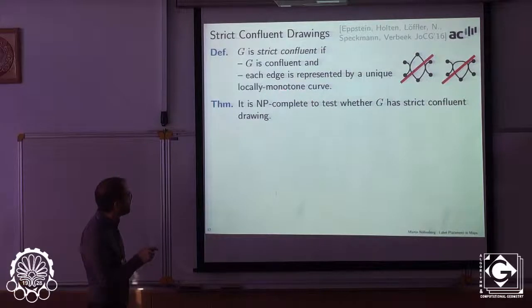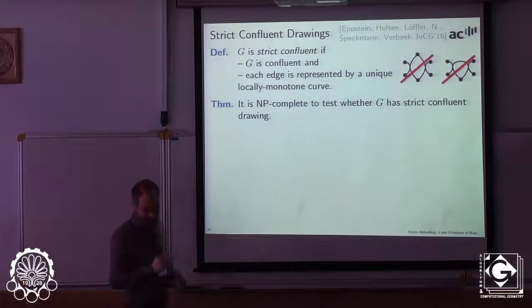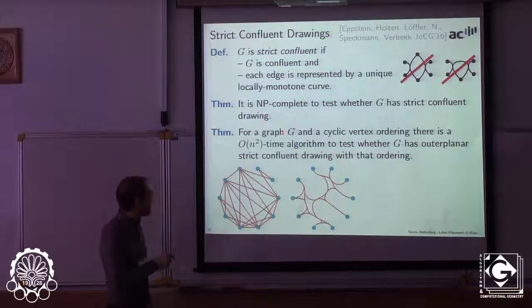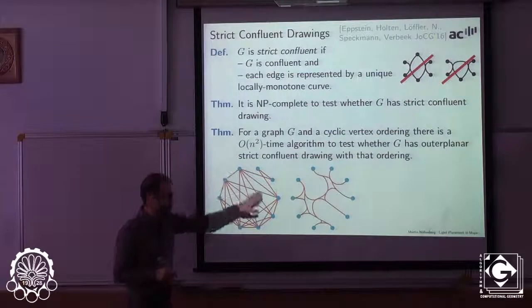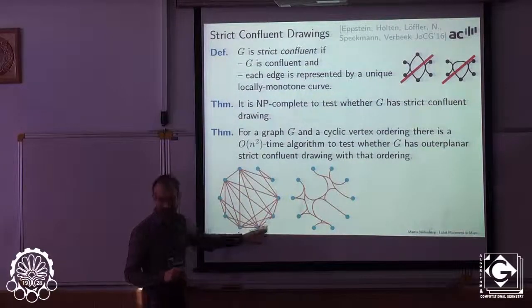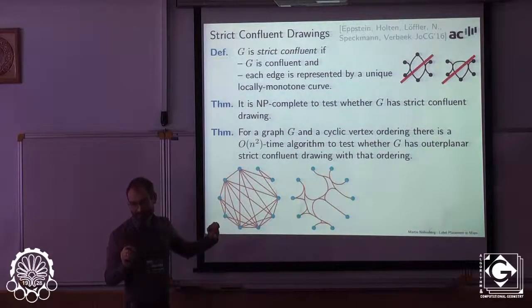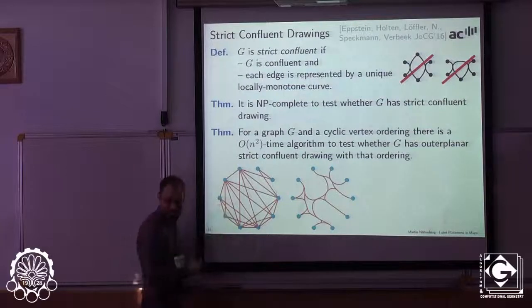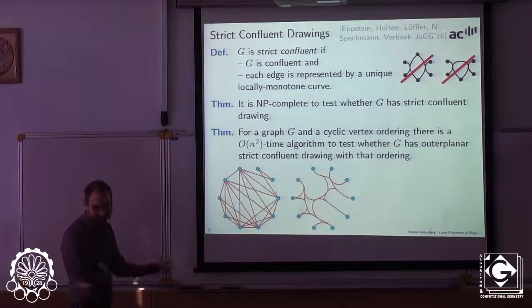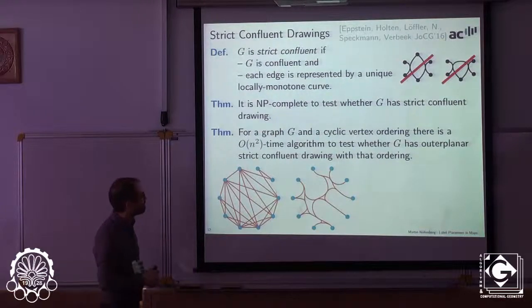Then at least we know that it's NP-complete to test whether the graph has a strict confluent drawing, if nothing is given. But if we have a graph and we try to do this circular layout style that we have also seen before, a little bit, with a fixed vertex order, and for those working on the mixed linear layout problem, of course a circular layout is nothing else than a two-stack layout, if you take your line and merge it together.